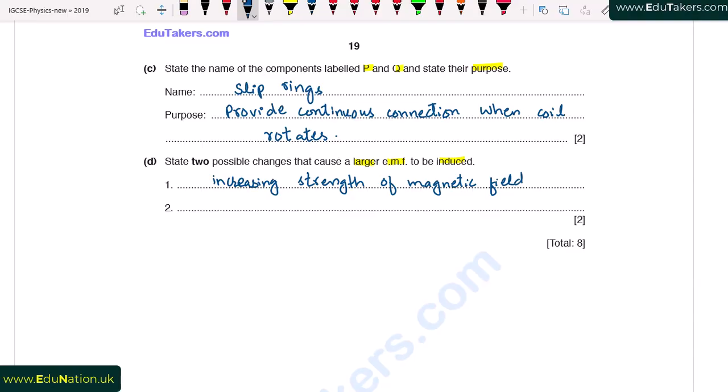And second change is that we have to move the coil faster. So when we increase its speed, there will be the larger EMF induced. I write here increasing speed of coil rotating. Coil rotation, so that there will be the maximum EMF induced.